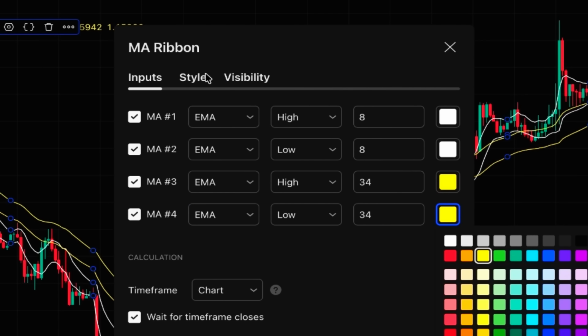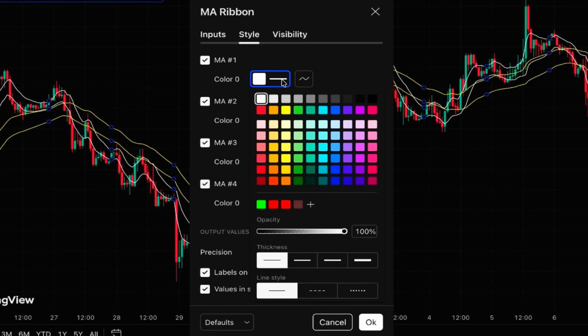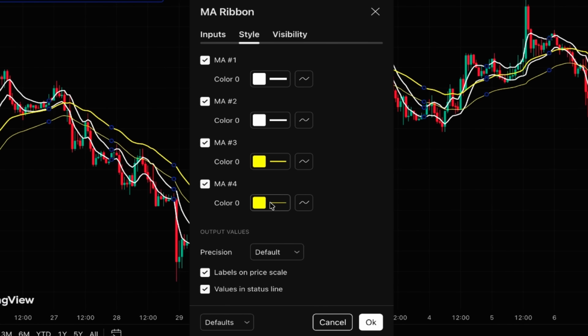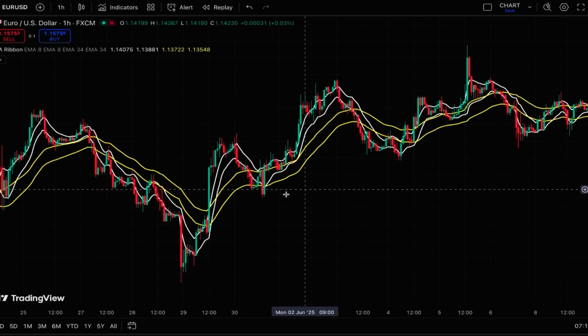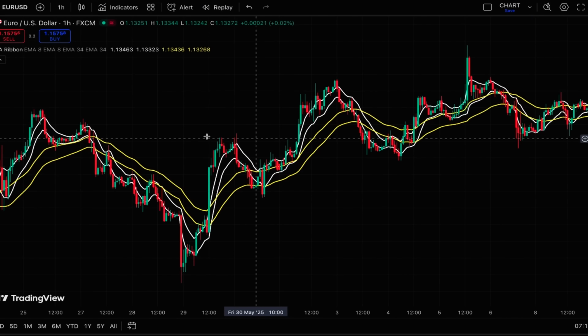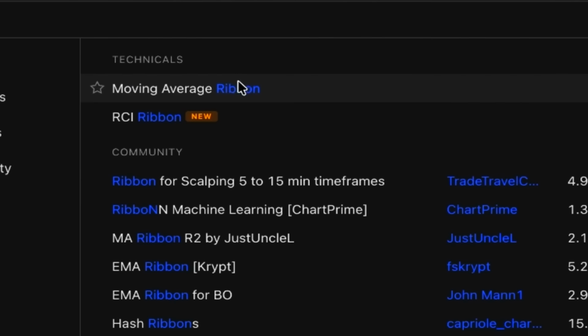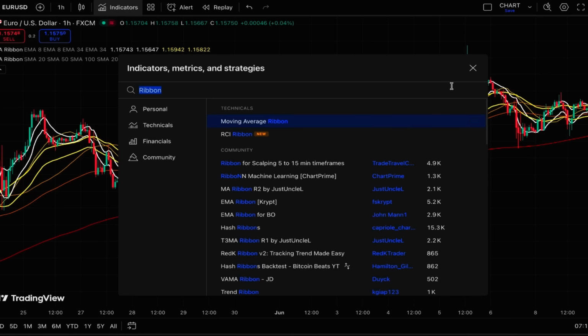And then we go to the style tab and we increase the thickness of the moving average lines so they will be better visible on our price chart. Alright, we're done with the settings of these moving averages, and now we need to add another 2 moving averages. So here again we click on indicators and we search ribbon, this one. We add this again and we need to change its settings.